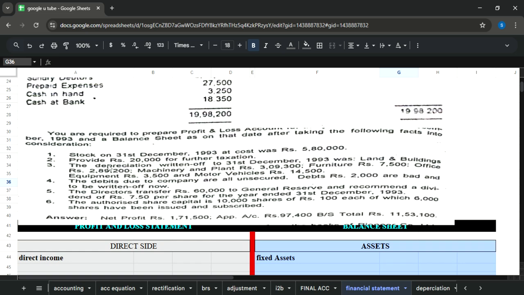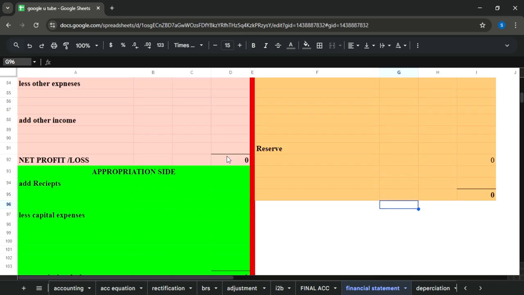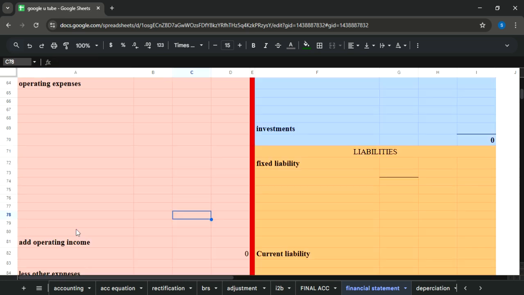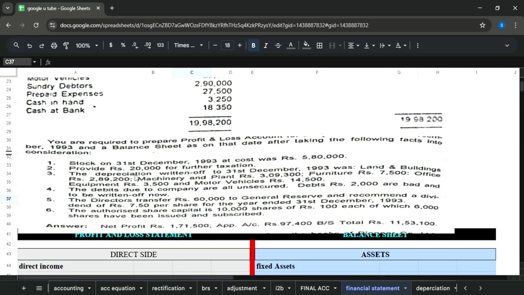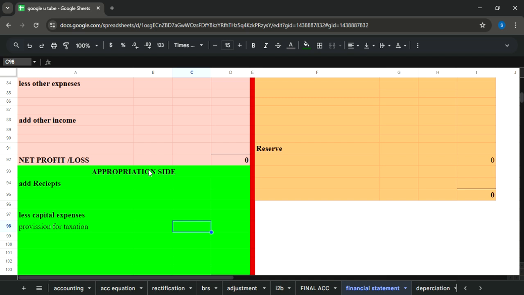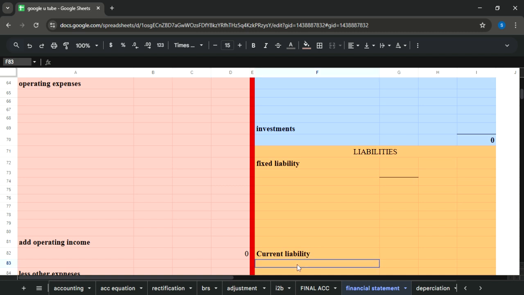Now next is provide 20,000 for further taxation. So let's go to the appropriation side. Over here, provision for taxation would be mentioned. Let's see how much amount we have. That is 20,000. Mention 20,000 in appropriation debit. Now come to the current liability side, and here provision for taxation, 20,000 would also be presented on the current liability side.